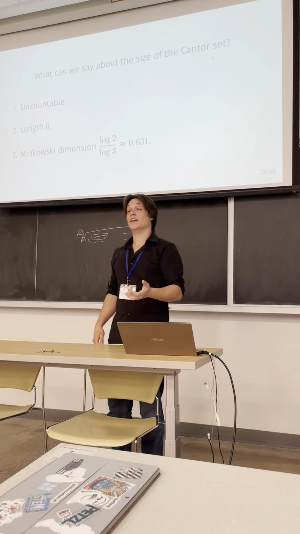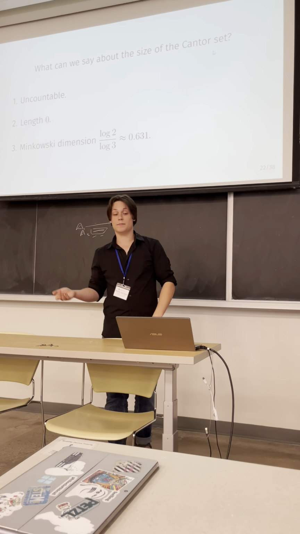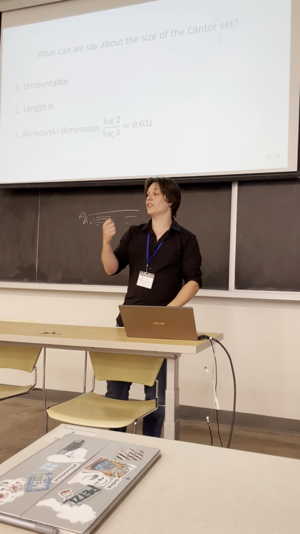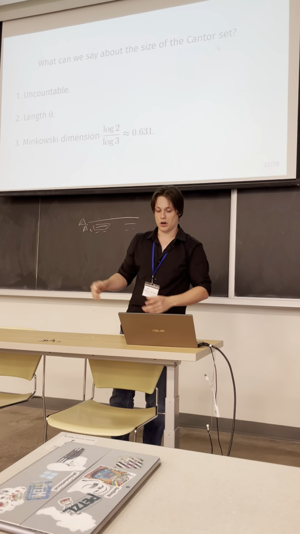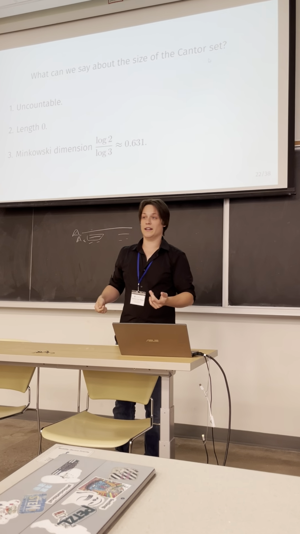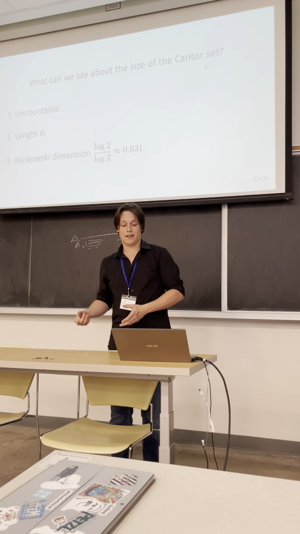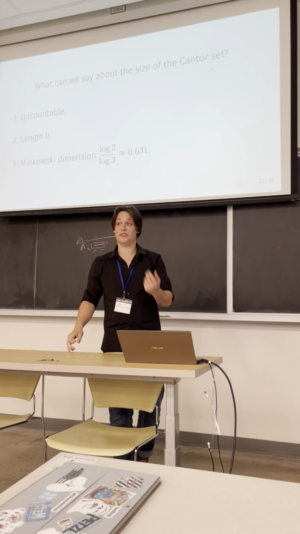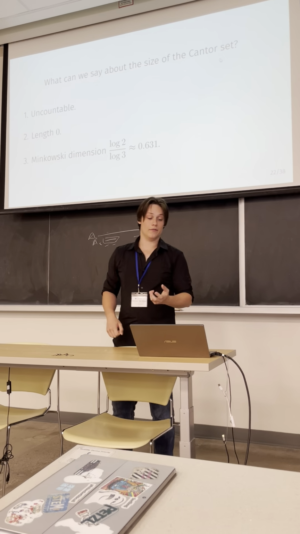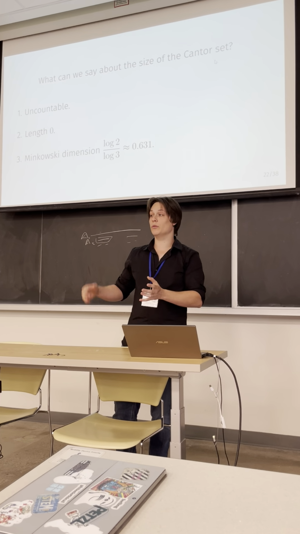What can we say about the size of the Cantor set? Once again, it depends on who you ask. The set theorist will tell you it's uncountable. The analyst will say it has length 0, it's very small. But someone who studies fractal geometry will say no, it's not big and it's not small, it's somewhere in the middle. The Minkowski dimension is bounded by 0 and 1 for subsets of the real line, and it turns out the Minkowski dimension of the Cantor middle third set is about 0.6.